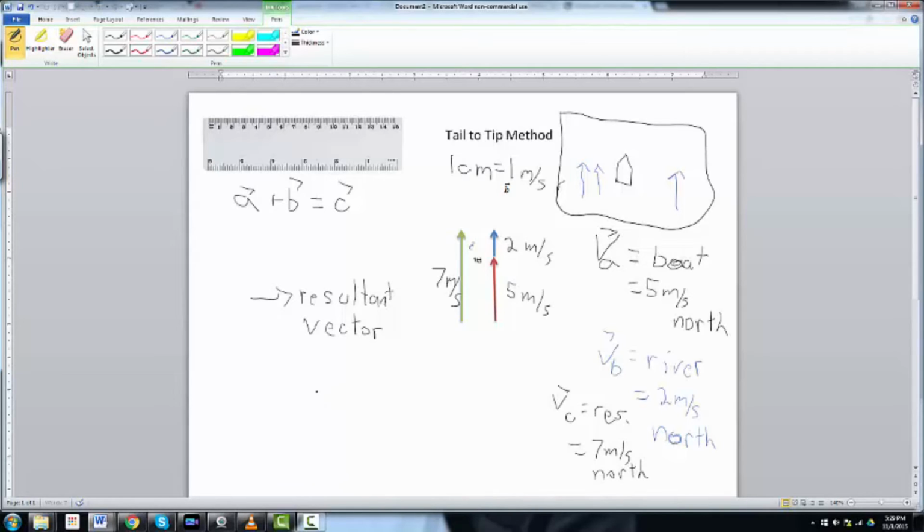So that's not so bad, but what if the river isn't going north? Let's say the river is actually going south.